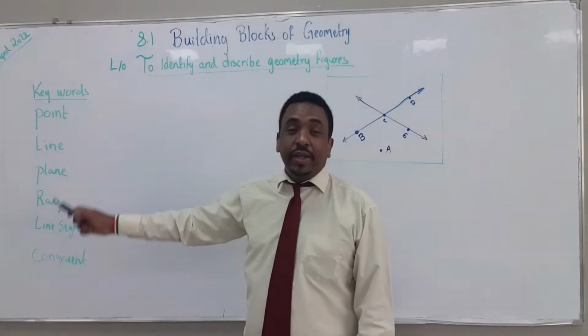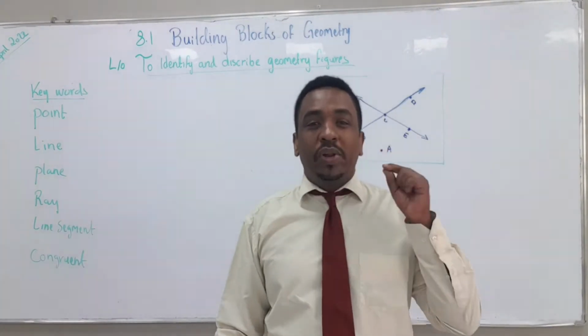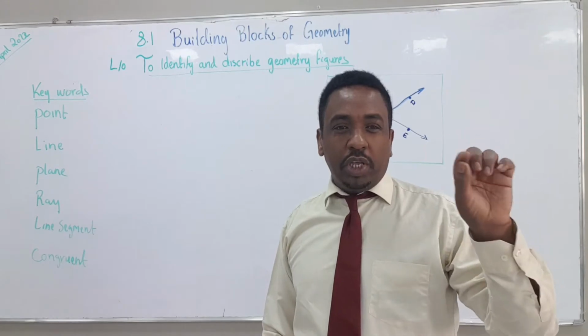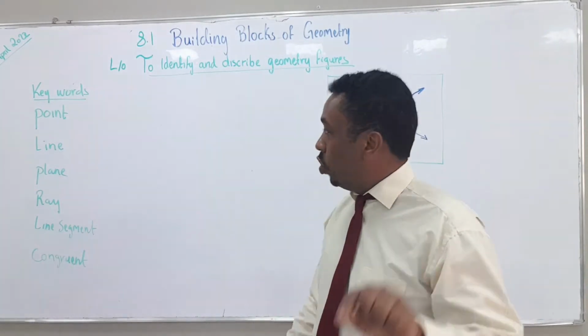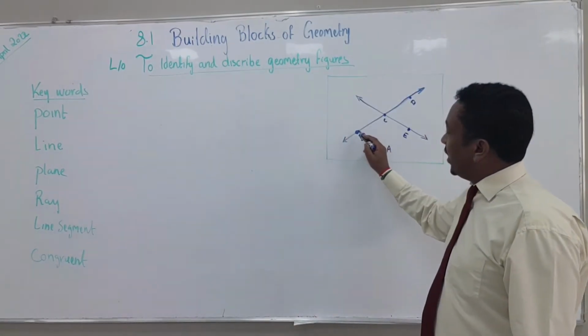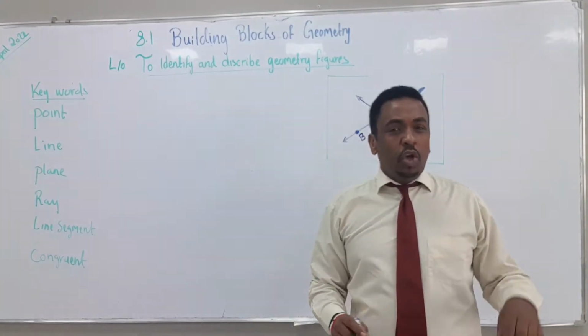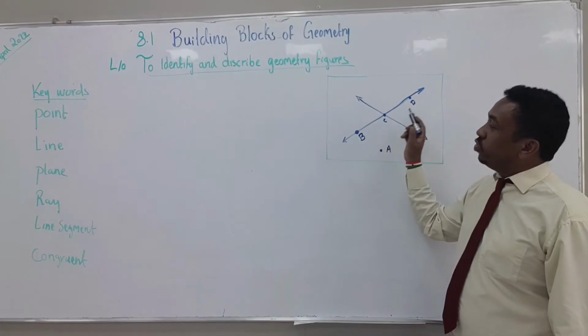So the first one is point. We need to know what is a point. A point could be at any spot. It has to be represented by a dot. So we can choose any point here, and usually it is represented by a capital letter. So any of those dots we can choose as a point.